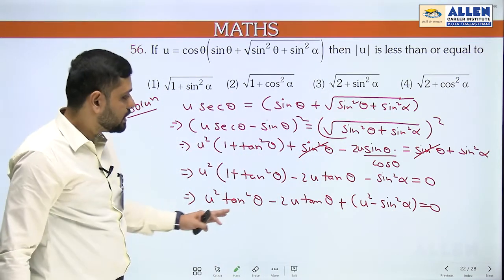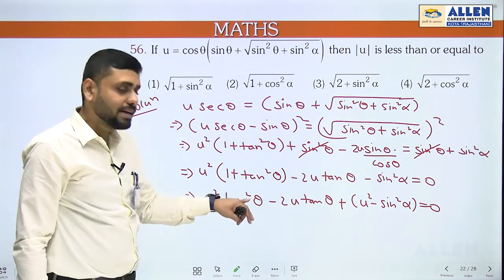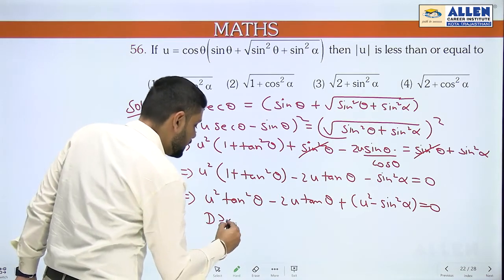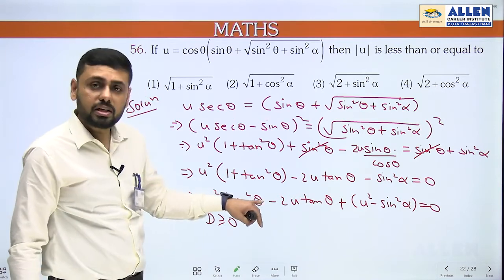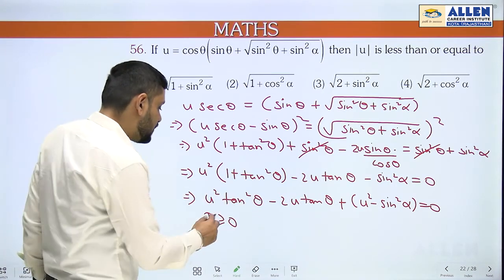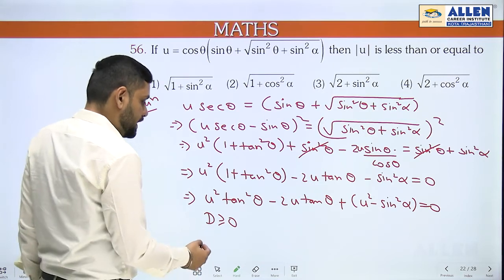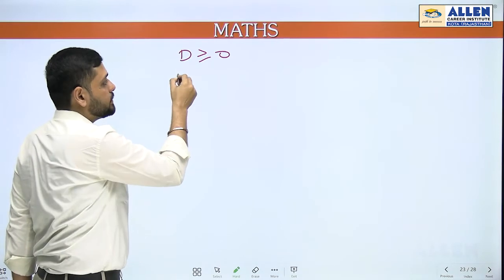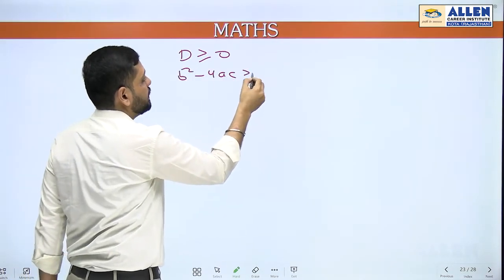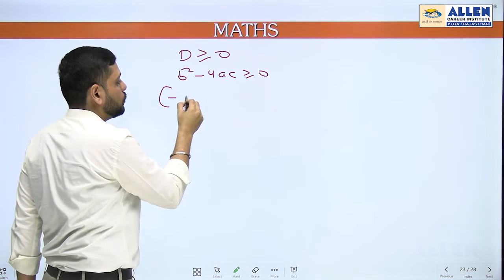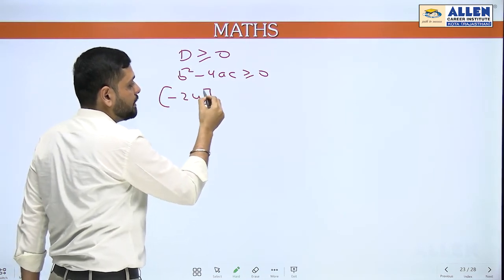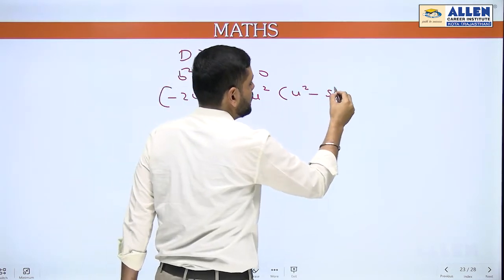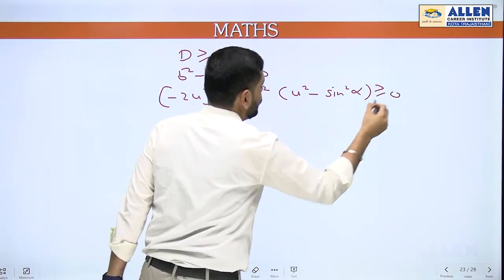As this is our quadratic equation in which tan theta will always be a real number, it means we need to use the condition d greater than equal to 0. This is a quadratic equation in terms of tan theta, right? So now we'll take d greater than equal to 0. So d is b square minus 4ac greater than equal to 0, and as you can see, the value of b is minus 2u, a is u square and c is u square minus sin square alpha, greater than equal to 0.